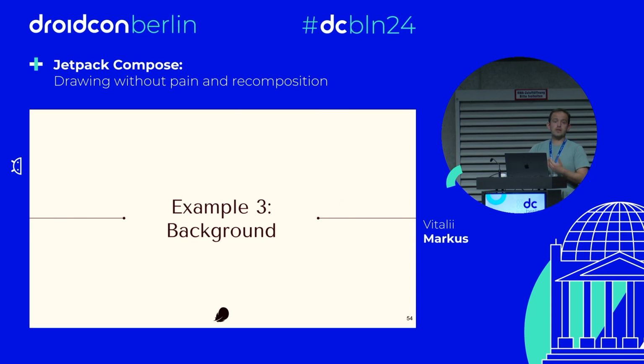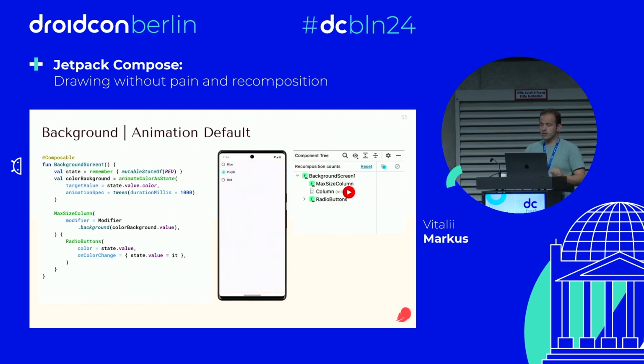Let's go to the next example with the background. This example is also very simple. We have 3 different colors: a shade of red, blue, and purple. When we click on the radio button, we change the state and start the color animation with the animateColorAsState method. Then we read this value in the background modifier.